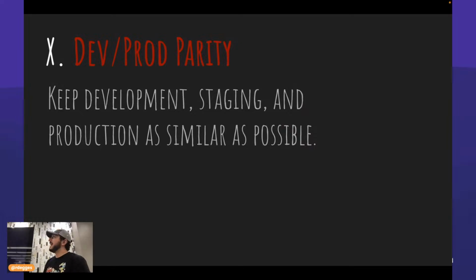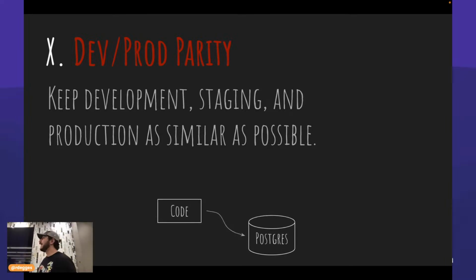All right, so up next, dev and prod parity. This is one I'm sure all of you that have written code before are familiar with. There's a general rule that you want to keep your development, staging, and production environments as similar to each other as possible. So what's a good example of this? Well, I build a lot of websites today and I write them on my laptop most of the time. And I'm a fan of Postgres for database stuff, so I predominantly use that.